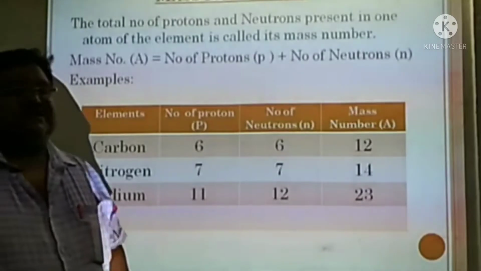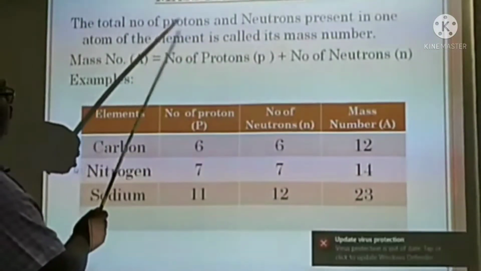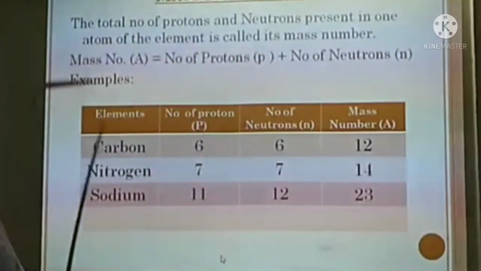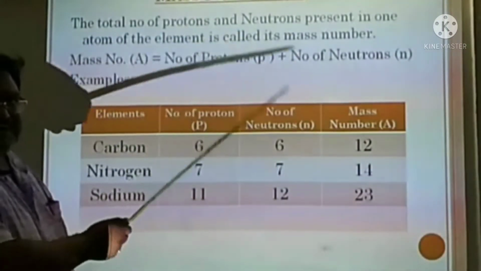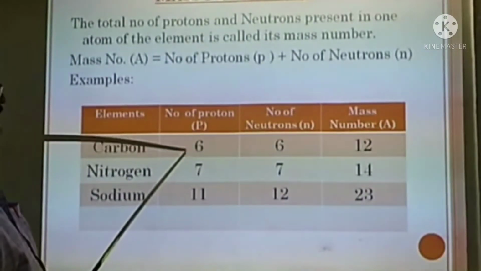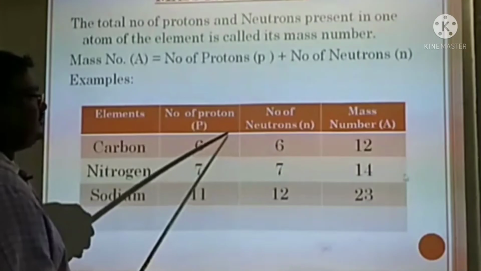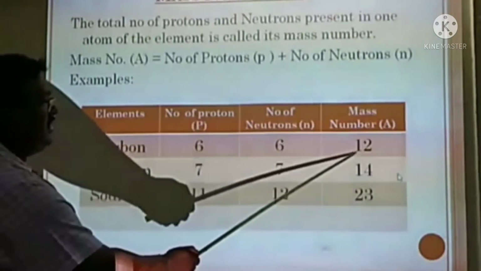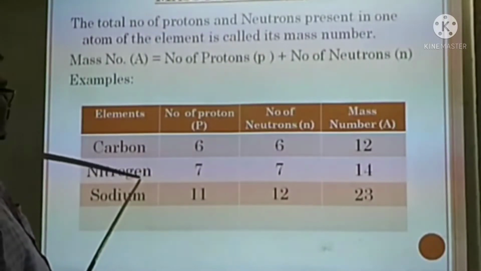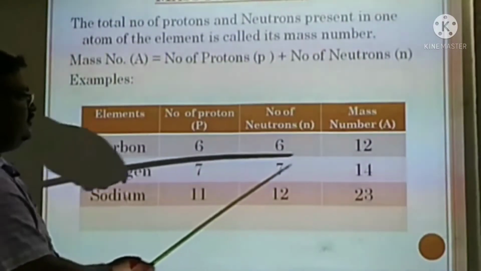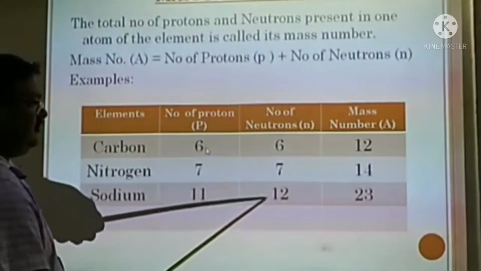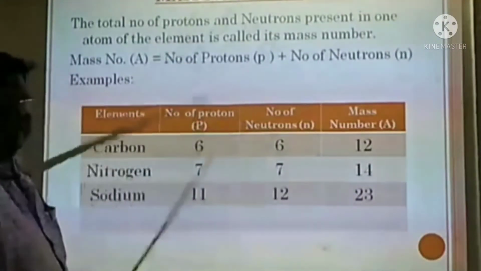Next is mass number. The total number of protons and neutrons present in one atom of the element is called its mass number. So mass number equals number of protons plus number of neutrons. Carbon has 6 protons inside the nucleus and 6 neutrons, so the sum total of protons and neutrons comes to be 12. So इसका जो mass है 12 है. Similarly, nitrogen का mass 7 proton plus 7 neutron, 14. Sodium contains 11 protons but 12 neutrons, so the mass is 23 here.